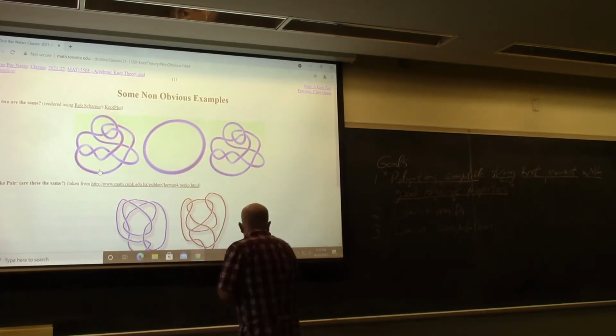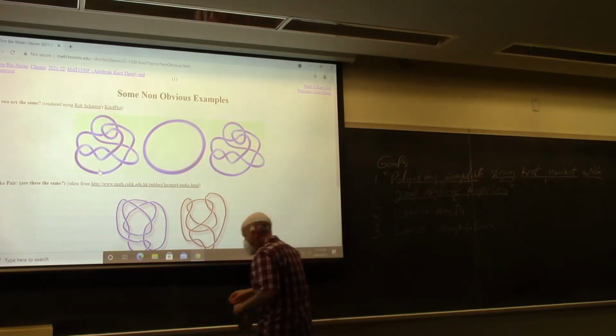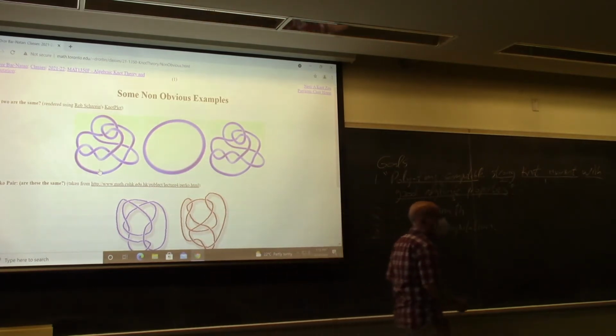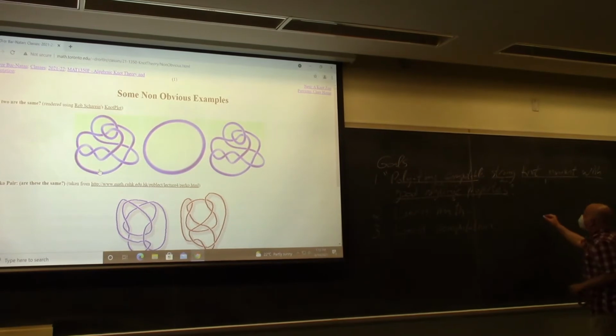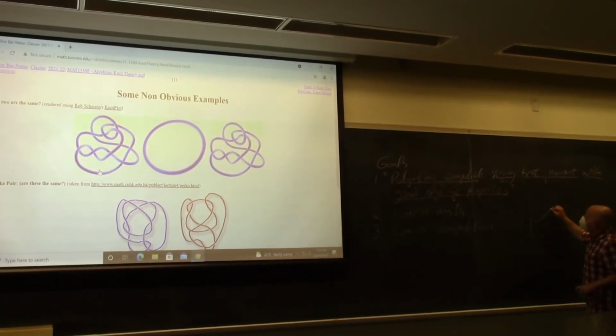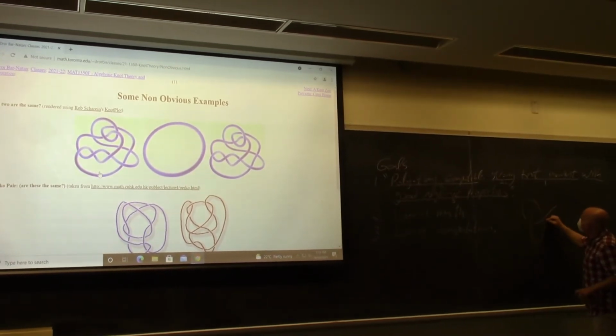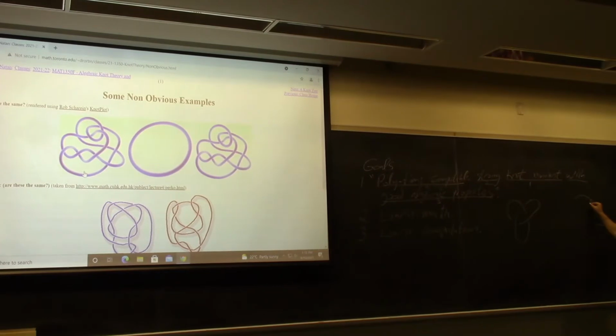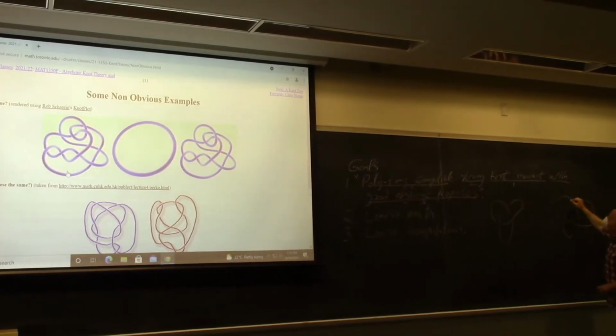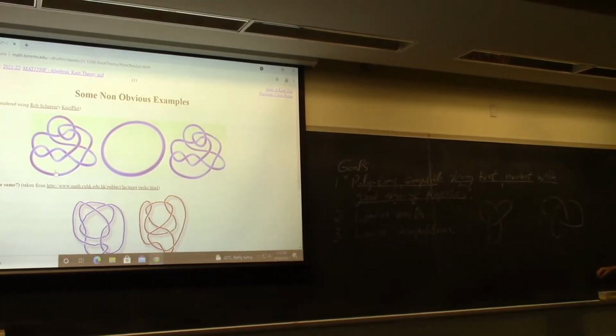In fact, there are two trefoil knots. There is a left-handed trefoil knot and a right-handed trefoil knot. So there is this one, and the other one I do so rarely that I hope I will get it right. And there is this one. Are they mirror images? I hope.